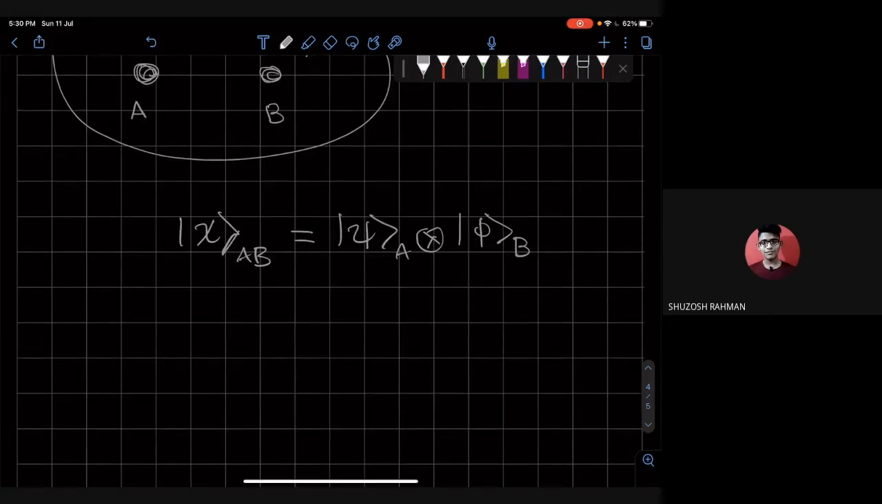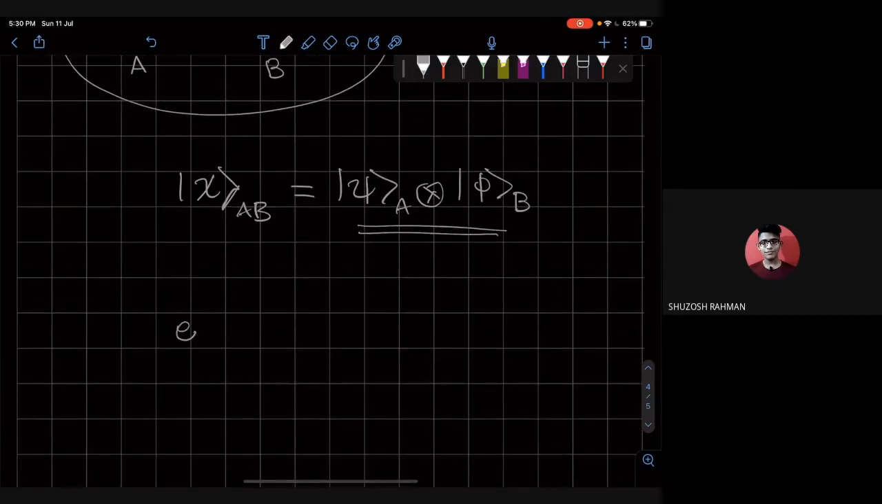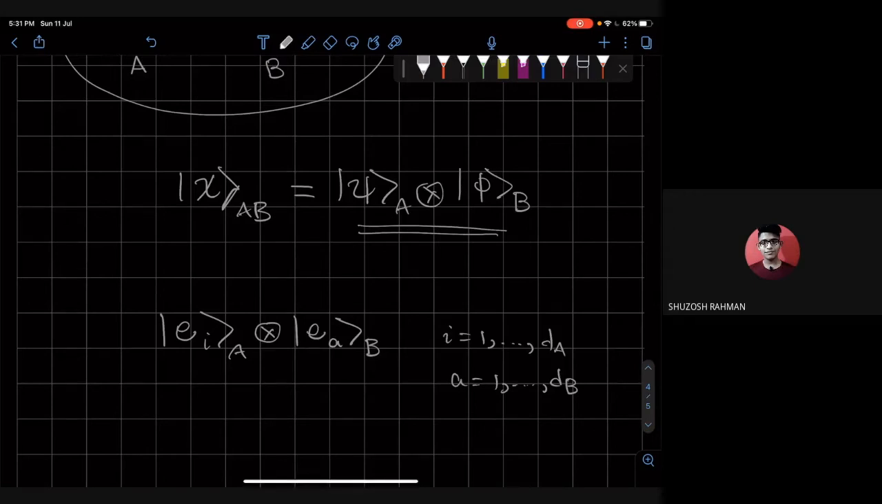Okay, so what is this tensor product? What we can do is look at the tensor product of all the basis states. So if I take e_i^A and take the tensor product with e_a^B, then how many objects are here? i goes from 1 to d_A, and a goes from 1 to d_B. So the question is, how many objects are there?